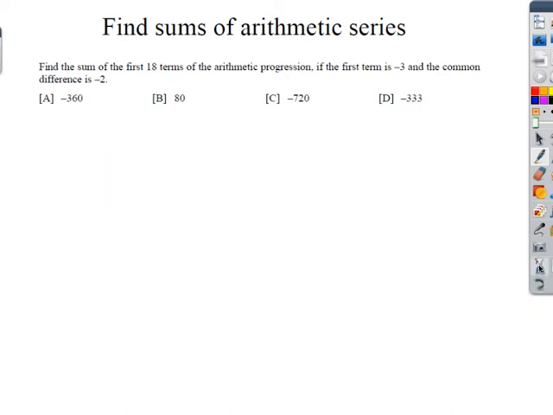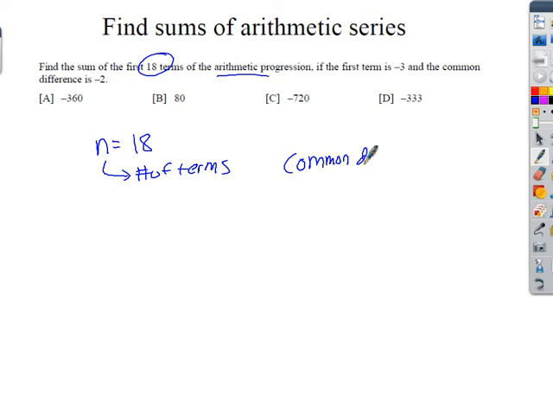Luckily, we don't have to figure it out on our own. We're looking at the sum of a series, and in this particular one, they tell us that they want the first 18 terms. So they're saying n, the number of terms, is 18. n stands for the number of terms in the series or the sequence, and it's an arithmetic progression, which means it goes up a steady amount. In fact, they call that steady amount the common difference, and we're going to use the variable d for that.